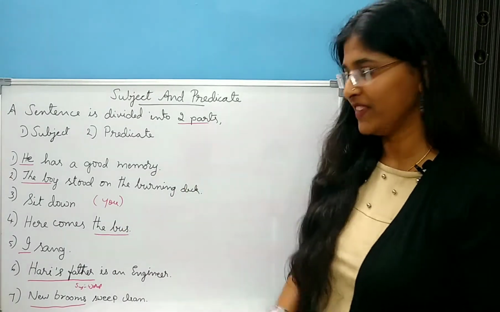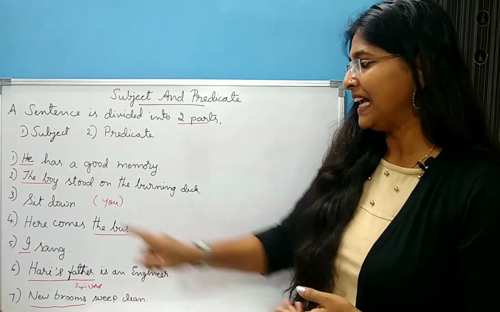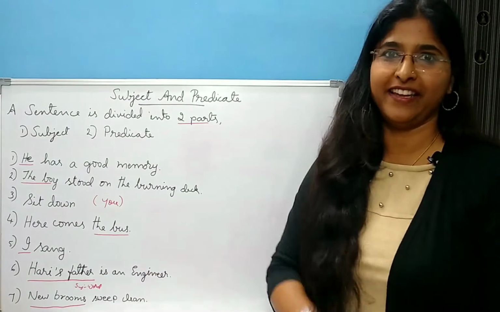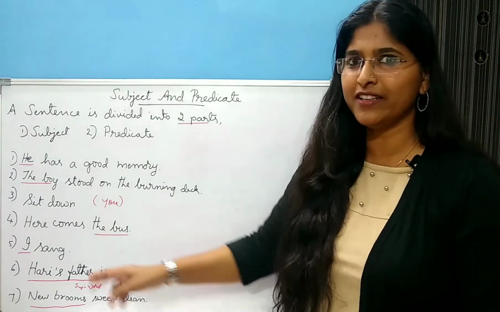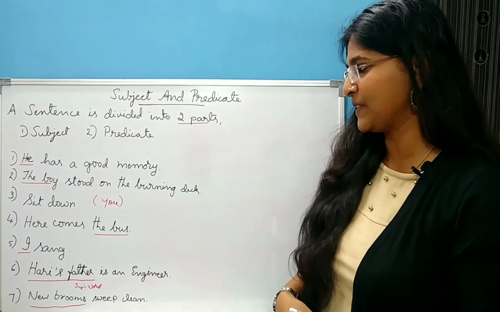Next one, I sang. Very small sentence, right? Two words. I is a subject, sang, predicate of the sentence, and even though it's two words, it gives complete meaning. It's a sentence, a simple sentence.